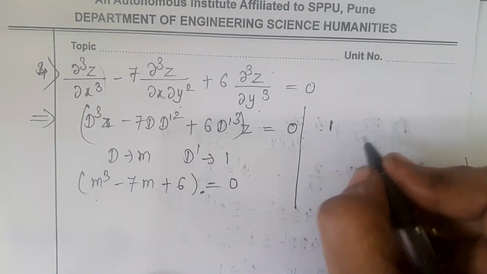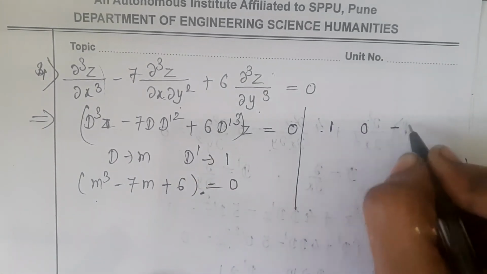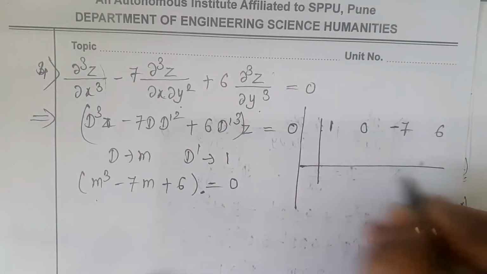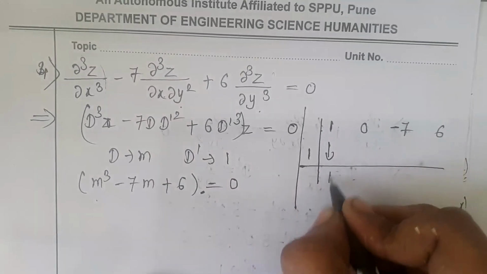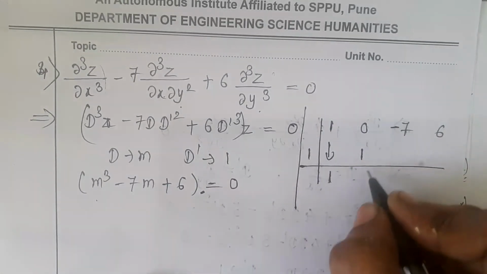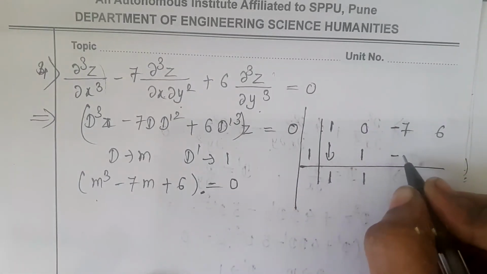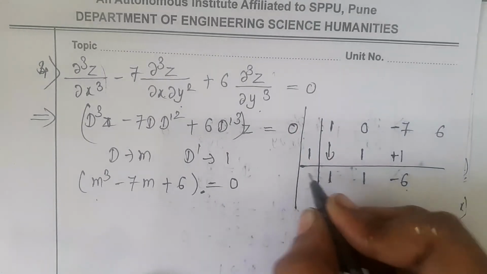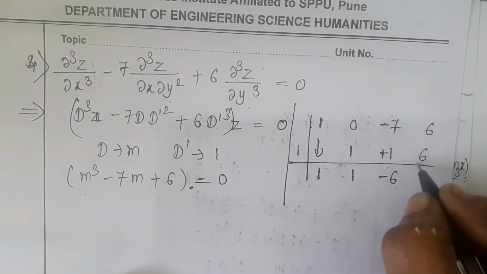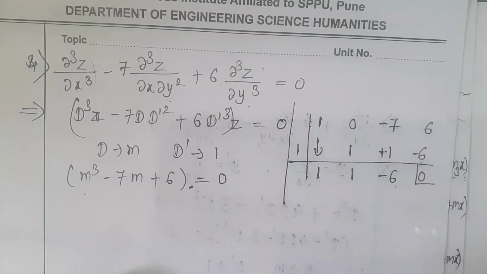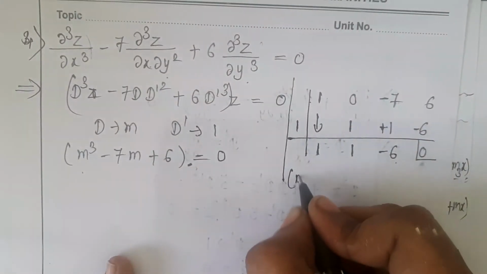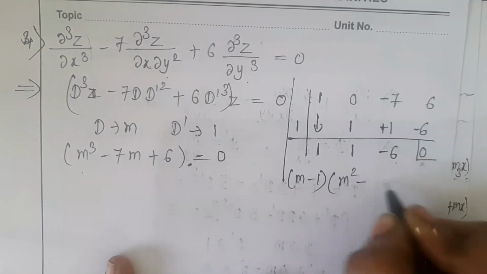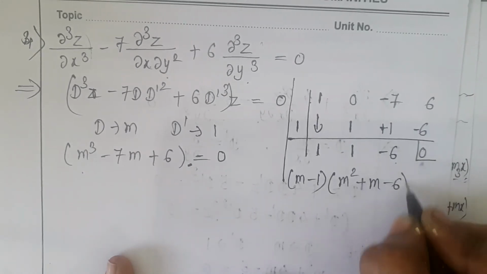Coefficient of m cube is 1, coefficient of m square is 0, coefficient of m is minus 7 and the constant is 6. Then divide it by 1. So if we divide it by 1, 1 remains as it is, 1 multiplied by 1 is 1, 0 plus 1 is 1, 1 multiplied by 1 is 1, minus 7 plus 1 is minus 6, minus 6 into 1 is minus 6, and 6 minus 6 becomes 0. So it can be written as m minus 1 is one root, and the other is from m square plus m minus 6 is equal to 0.